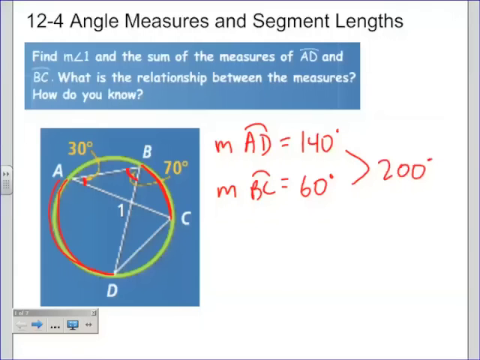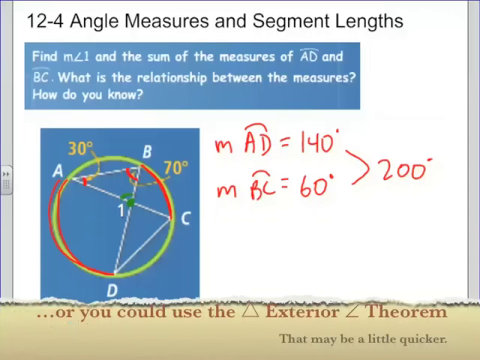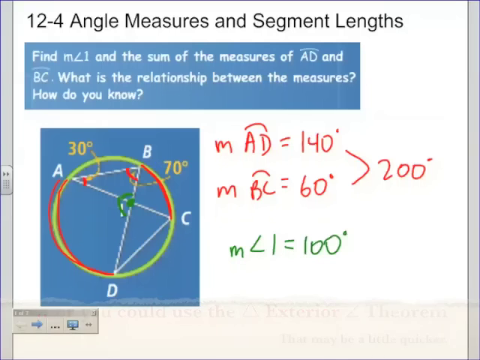Now let me go back to my triangle sum theorem. When I look at the triangle here from A to B to this point right here, there's my triangle. 30 plus 70 is 100. When I take 100 away from 180, I find that this angle right here, it's not really labeled, but we'll say that angle is 80 degrees, which is supplementary to angle 1. So the measure of angle 1 is equal to 100 degrees. When I compare these two now, it appears that if I take half the sum of these two arcs, AD and BC, it will equal the measure of angle 1.